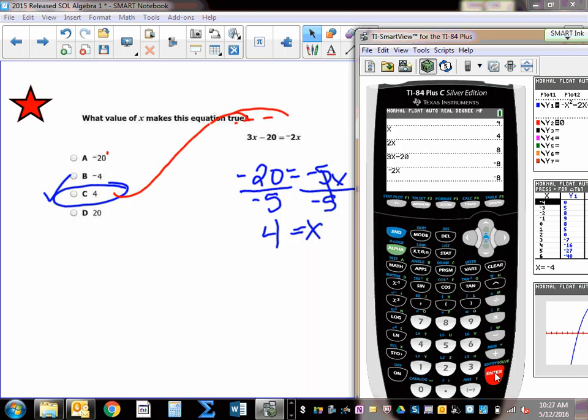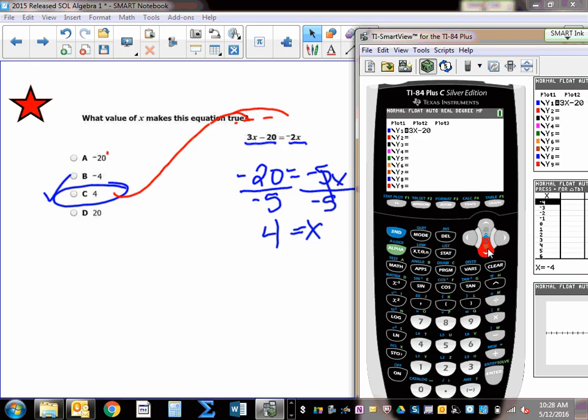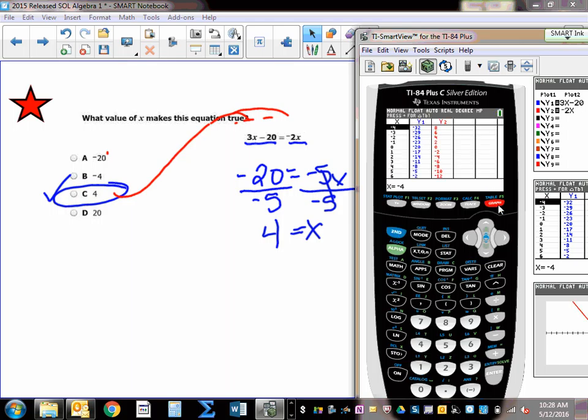Alright, so again, another way we can do this, we have an expression equal to another expression. So go to y equals, clear out what you have. I'm going to type in the left side of my equation, 3x minus 20. Type in the right side of my equation, negative 2x, and go ahead and hit graph. Now I should expect to see them intersect where x is 4. Let's see. It looks like it, but again, we can go to our table and check to see where our y values are the same. And we see they are the same here.